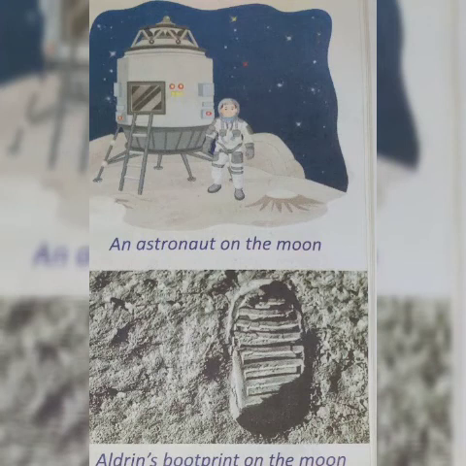Next, let us learn landing on the moon. Look at the picture given. The first picture, an astronaut on the moon. The second picture, Aldrin's footprint on the moon. It is a long way indeed to the moon, but man has made that historical trip.